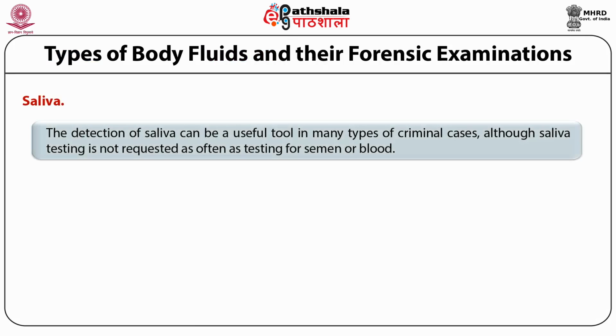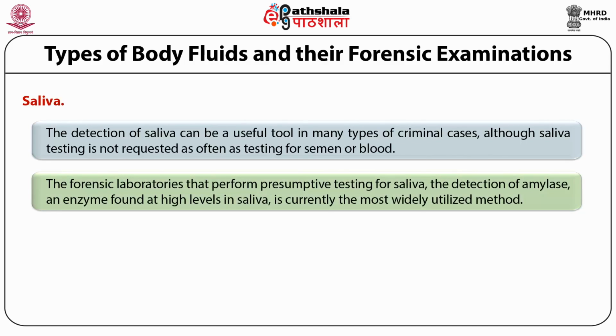Saliva. The detection of saliva can be a useful tool in many types of criminal cases, although saliva testing is not requested as often as testing for semen or blood. While presumptive tests are available that can be used to indicate saliva, they have many limitations. Of the forensic laboratories that perform presumptive testing for saliva, the detection of amylase, an enzyme found at high levels in saliva, is currently the most widely utilized method.